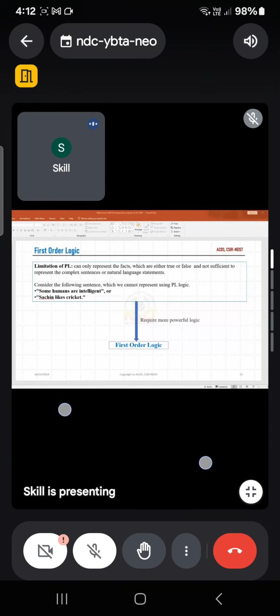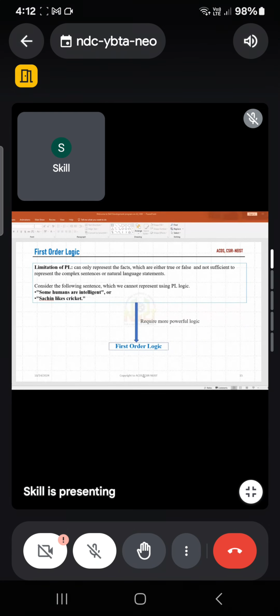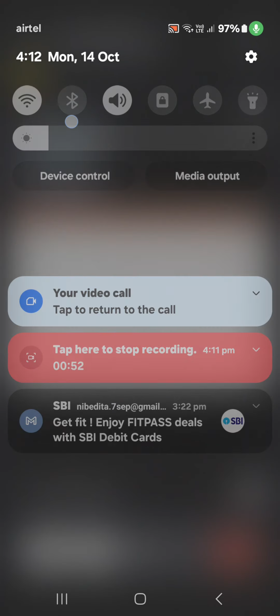So already you have studied about propositional logic. So today we will see first order logic. The first order logic can not only represent the complex situations or logics which the earlier logic is unable to explain.